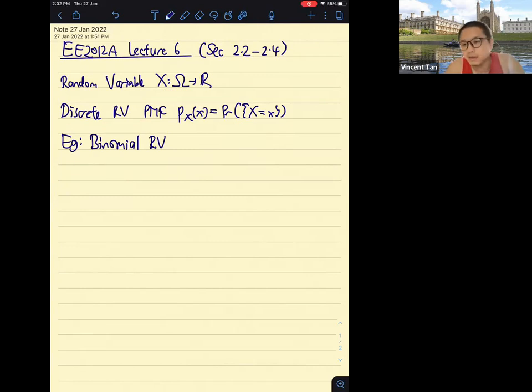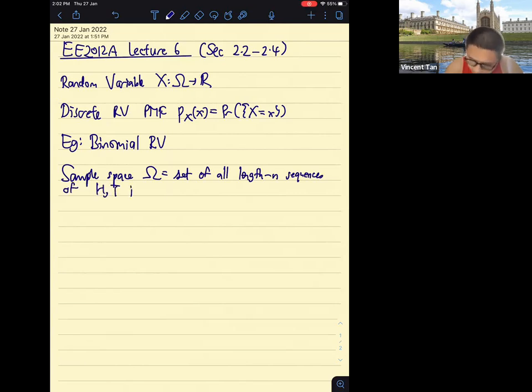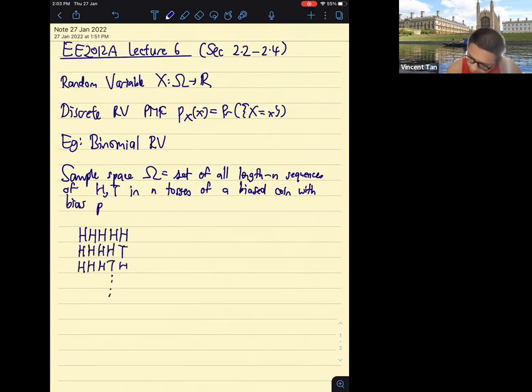So we have talked about several random variables, and one of them is a binomial random variable. In this case, the sample space omega can be treated as the set of all length n sequences of heads or tails, in n tosses of a biased coin with bias P. So we consider all, say, length five sequences, H, H, H, H, H, but there will be 2 to the 5 of these, so there are too many for me to write down. H, H, H, tails, H, and so on and so forth. The probability of heads is P, the probability of tails is 1 minus P. So that is your sample space omega, and that P characterizes the probabilities of the elements in the sample space.